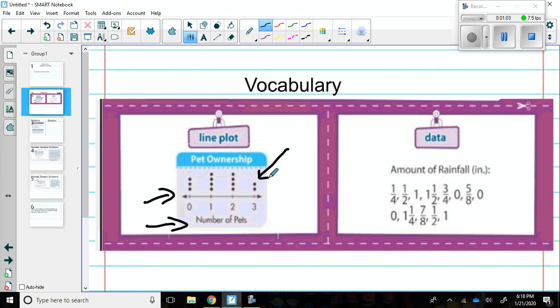We also have the vocabulary word of data. In this slide, the definition for data is given an example by the amount of rainfall. They are using whole numbers and fractions. I think it's important to remember that data can be any type of information gathered, not just fractions or whole numbers, but in this case, it is. Pause the video now to write the new vocabulary terms and examples in your notebook. When you are finished, press play to continue.